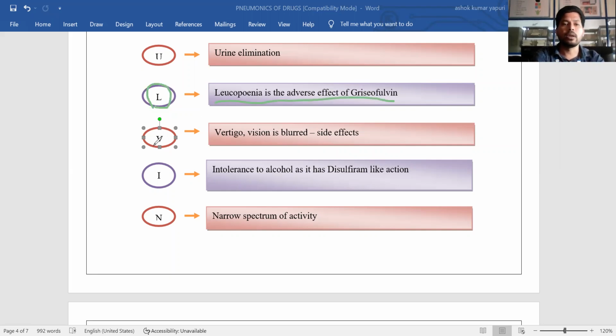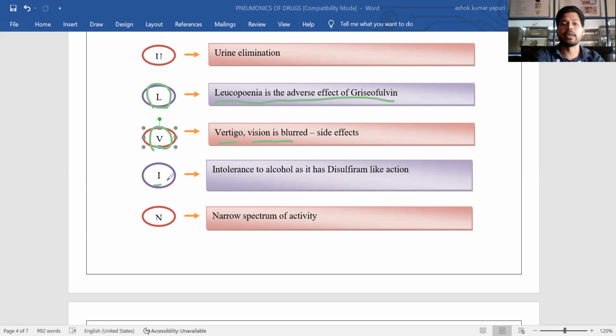And next, based on letter V, the side effects like vertigo and blurred vision. Vertigo and blurred vision are both side effects of Griseofulvin.